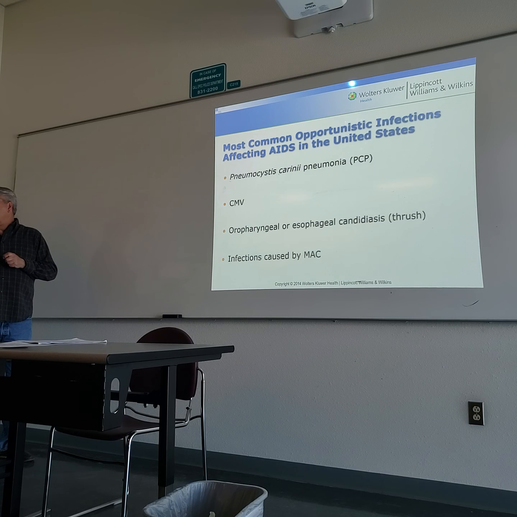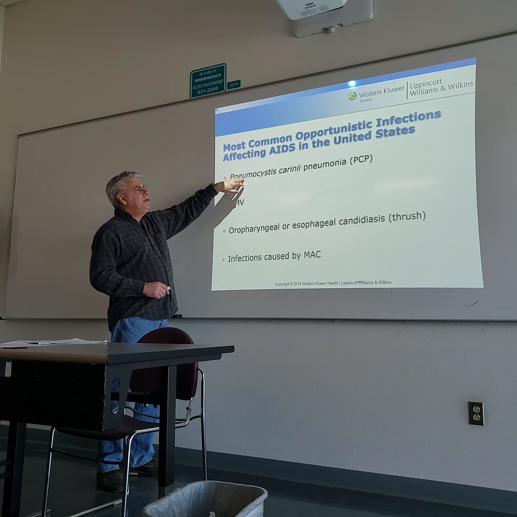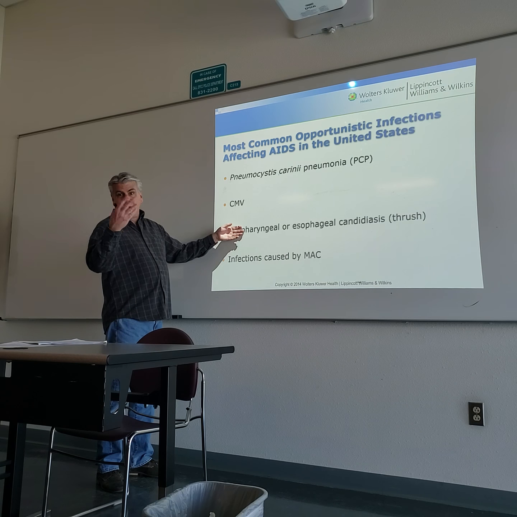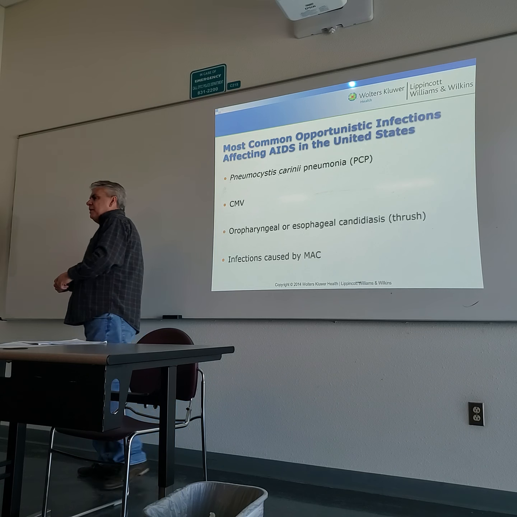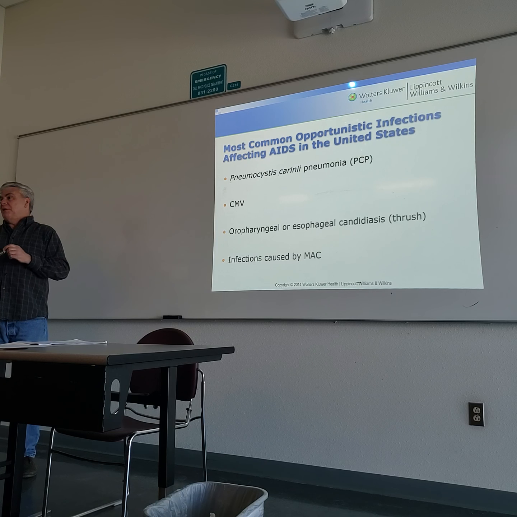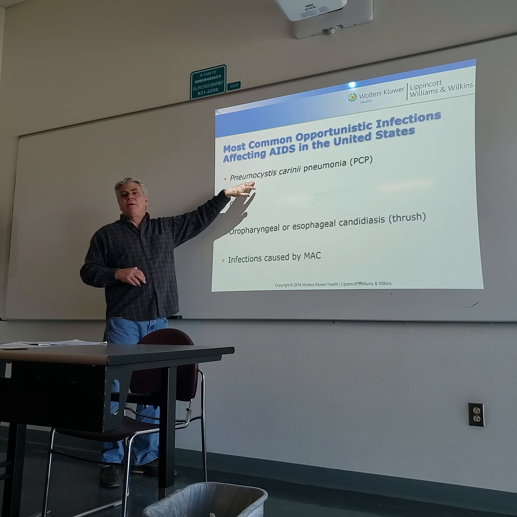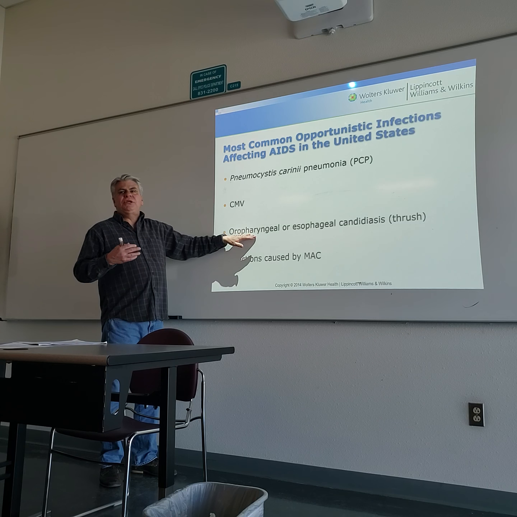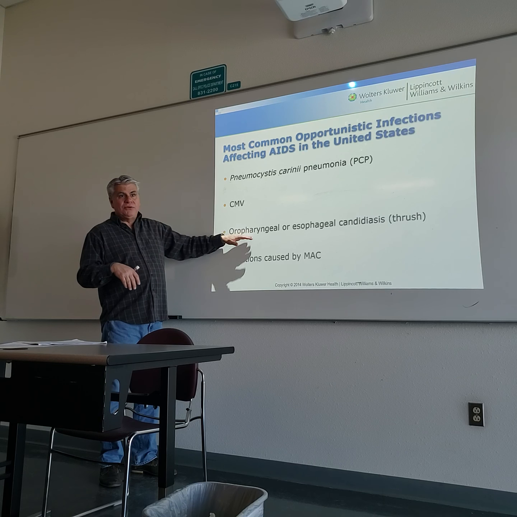All right, so right here, we're talking about the main ones. We already talked about pneumocystis pneumonia, CMV, oropharyngeal and esophageal candidiasis, thrush. These are the indicator diseases, and then infections caused by MAC. These are the ones that they started noticing at the beginning of the AIDS epidemic. This is incredibly rare in immunocompetent people. You just don't see it. And do you see thrush in adults very often? When do you see thrush? Babies. Babies can get thrush, adults very rarely get thrush.